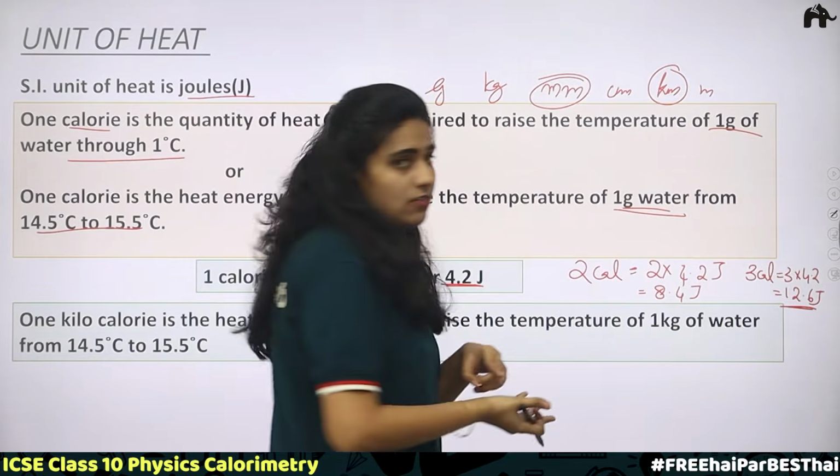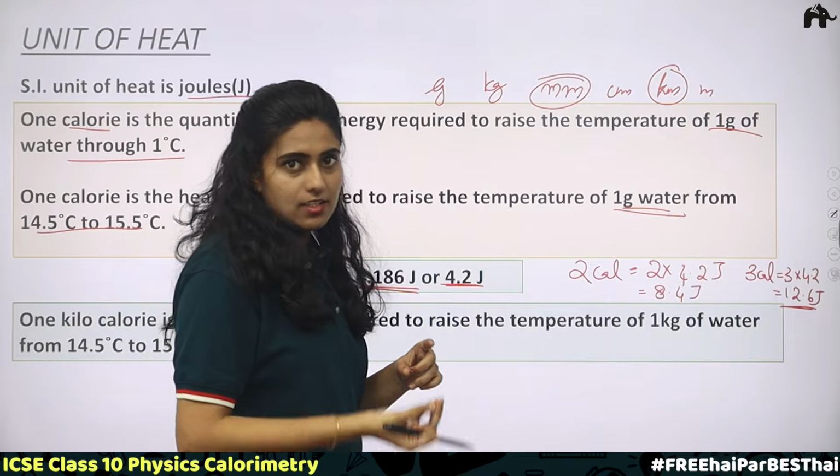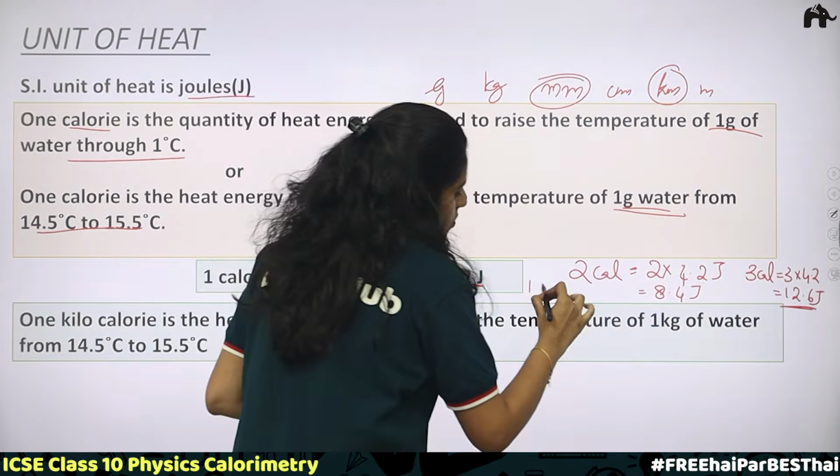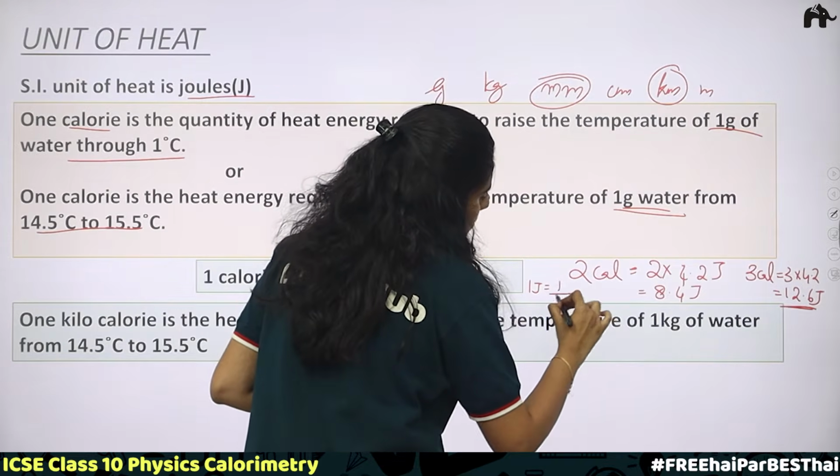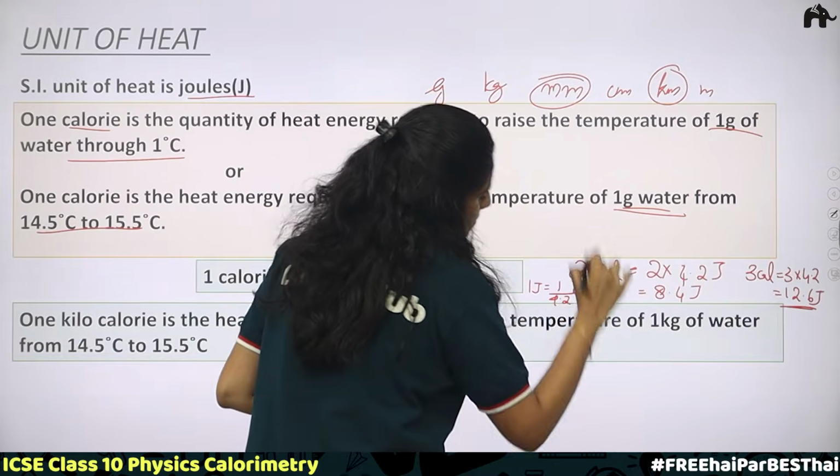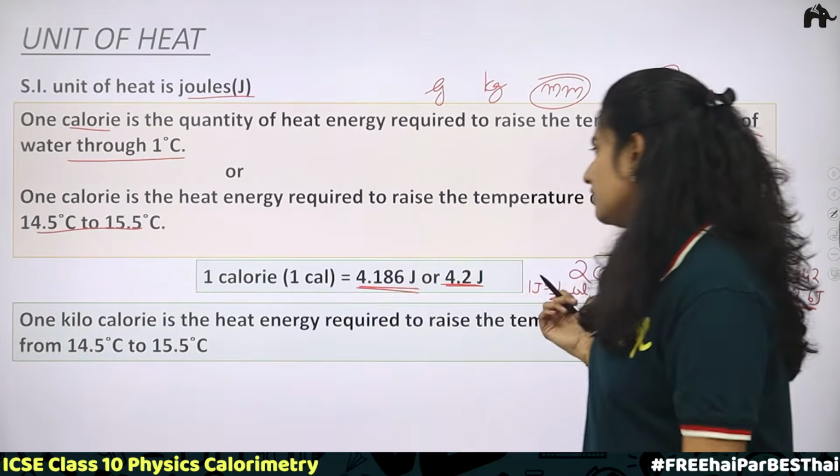Now the reverse conversion, that is joules to calories. How can it be done? 1 joule will then be equal to 1 by 4.2 calories. So this is how the reverse conversion can be done.